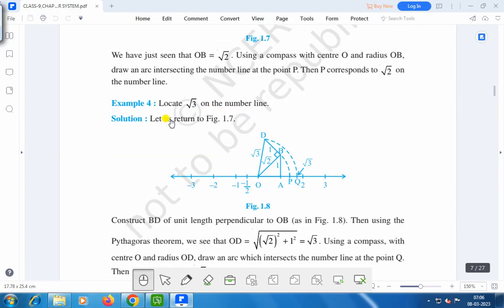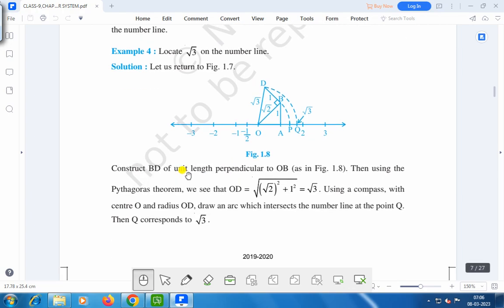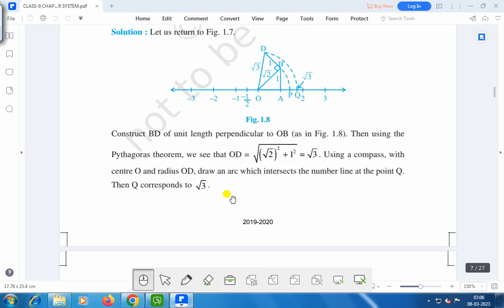Locate root 3 on the number line. Let us return to figure 1.7. Construct BD of unit length perpendicular to OB. Then using the Pythagoras theorem, we see that OD is equal to the square root of root 2 square plus 1 square, that is root 3. Using a compass with center O and radius OD, draw an arc which intersects the number line at the point Q. Then Q corresponds to root 3.